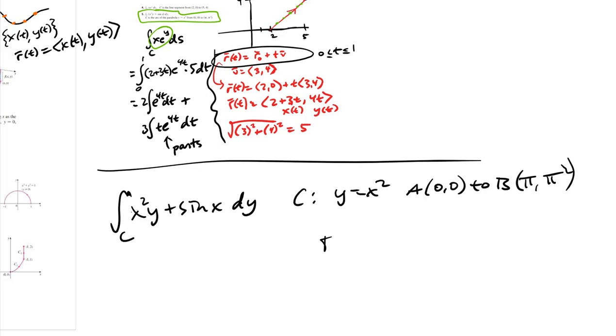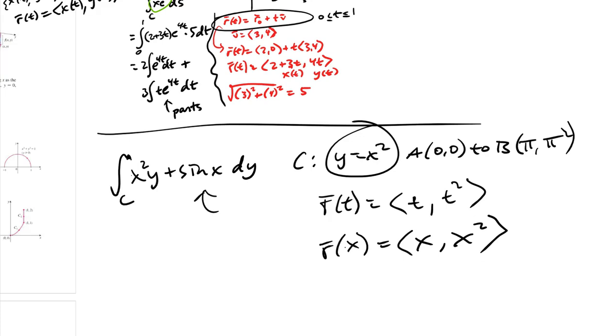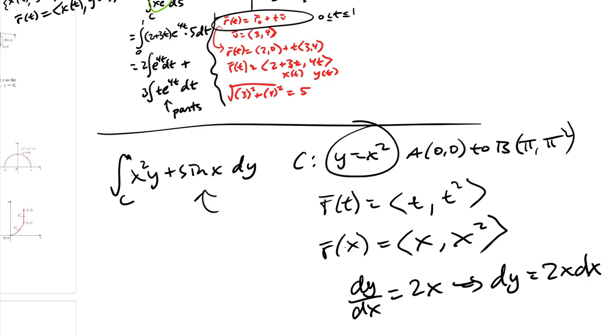Now you can make r of t here as x is t and then y is t squared if you want, and it's very simple. You just work it out like this. But you could also do r of x. See, y is in terms of x, so there's really no need, if you don't want to pull in t here. You could just make this (x, x squared) and just parameterize using x instead. And then the dy piece, dy/dx, is 2x. So the dy piece will be 2x dx.